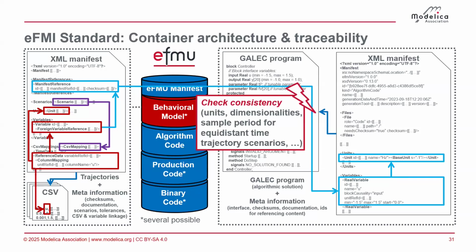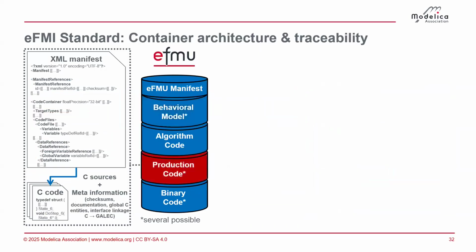You may change the sampling of your controller. Then you get your algorithm code, and the behavior model maybe has an equidistant time grid, but the equidistant time grid must perfectly match the sampling time of the controller. Then, again, you do not comply with the eFMI standard, and you get a message: okay, this is not correct.